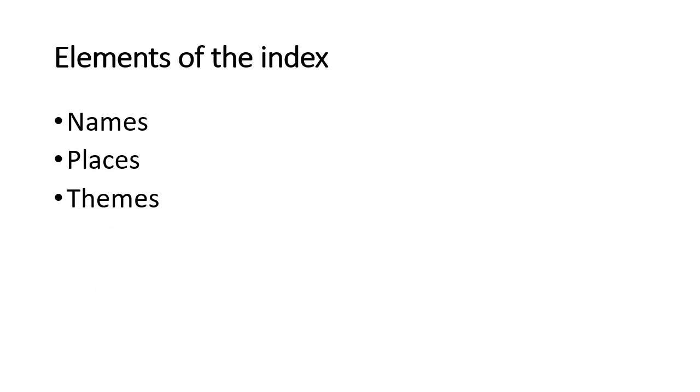So let's take a look first of all at the elements of an index. Well, an index to a local history book will typically contain three elements. The first would be an index of names, and that might well be a separate document, or it could be integrated into a single index with everything else. An index of places, again, that could be a separate document or integrated. And then an index of themes, sometimes known as an index of subjects.